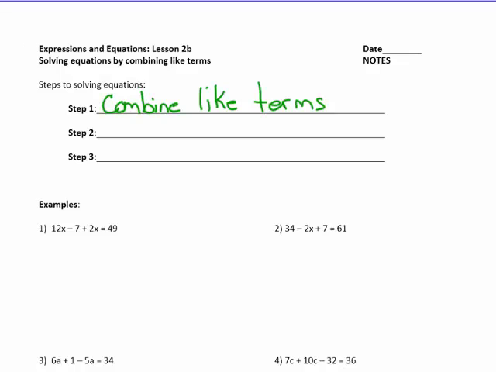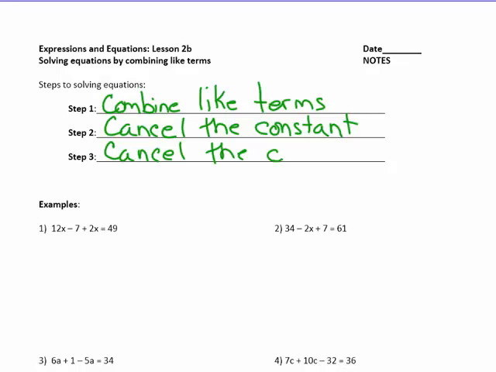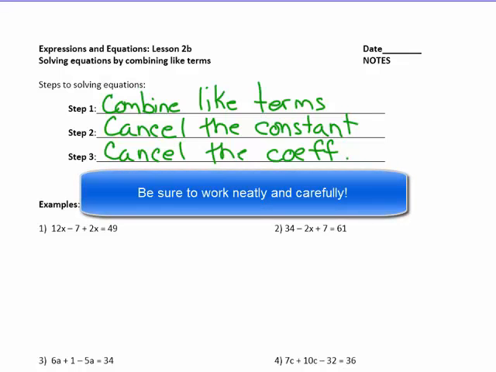Sorry about that. Our second step is to go back and do what we've been doing before. So our second step is to cancel the constant. And our third step is to cancel the coefficient. So that's what we worked on. Steps 2 and 3 we worked on in the last chapter, and I'm abbreviating coefficient.